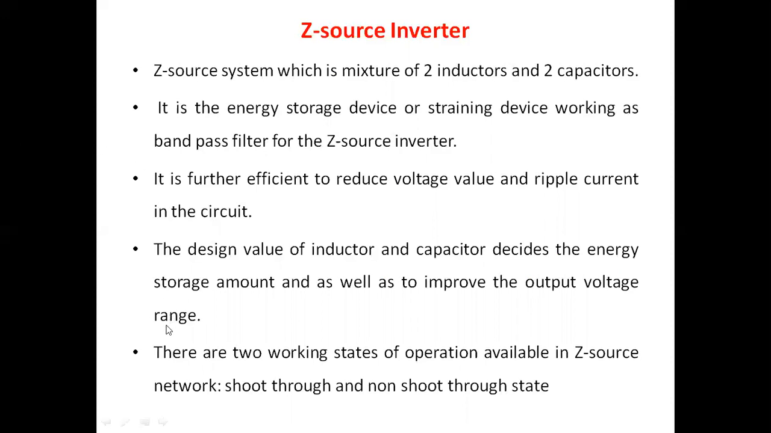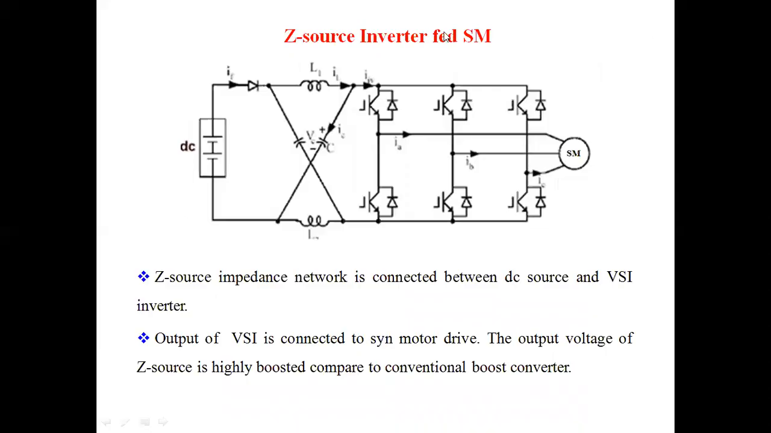Here the Z-source inverter operates under two modes of operation: one is shoot-through mode, another one is non-shoot-through mode. Also, the Z-source converter is used to reduce the ripple current in the circuit. So this one is a Z-source inverter fed synchronous motor drive.